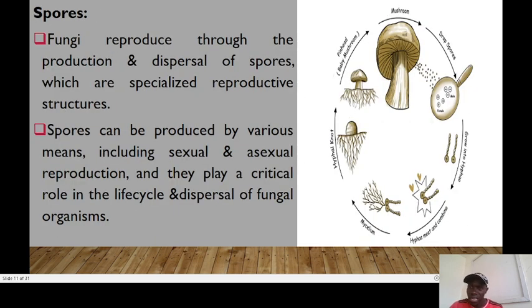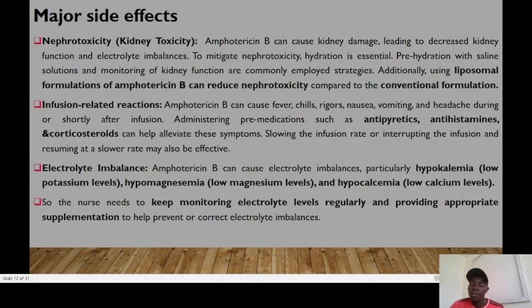So the fungi reproduce through the production and dispersal of spores. If you don't want them to multiply into large numbers, we could target this one, because they are the ones that have specialized reproductive structures in this kind of organism. Spores can be produced by various means, including sexual and asexual reproduction, and they play a critical role in the life cycle and the dispersal of fungal infections. So all these are the different pharmacological target points for the antifungals.